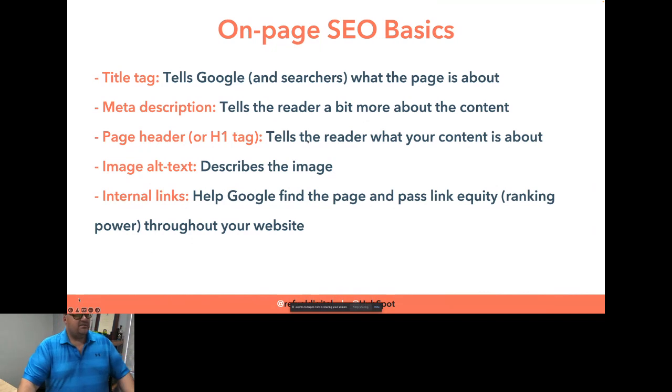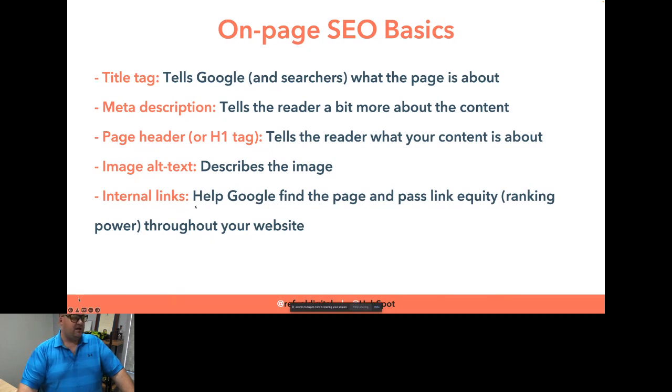Then we talk about the page header, or the H1 tag, which is where we tell the reader what your content is about. With each image that we put up, we want to make sure that we have alt text, which describes the image. It's called alt text because it's the text alternative. So if the image can't be displayed for any particular reason, the description you put in the alt tag is going to describe the image, so people don't miss out on what that image is.